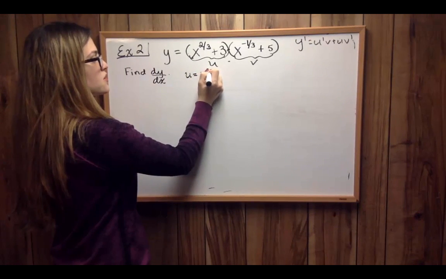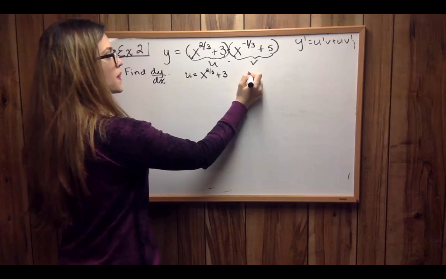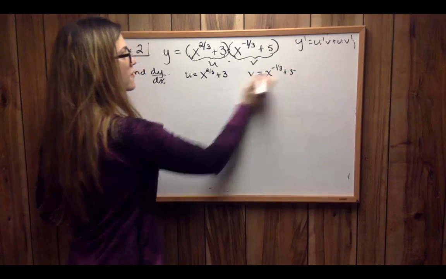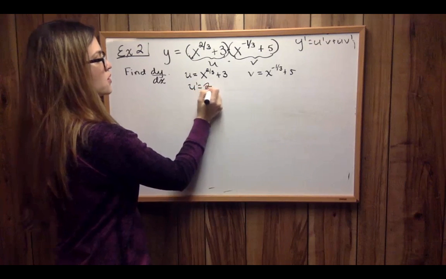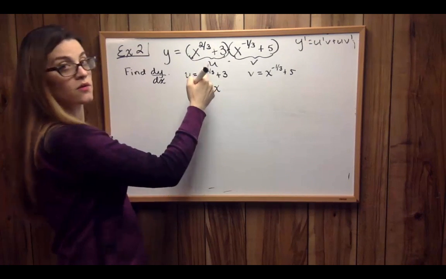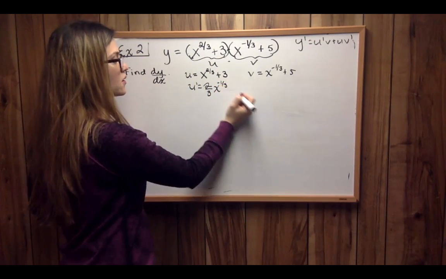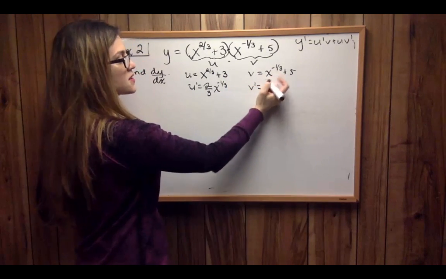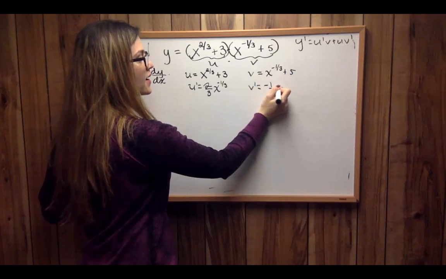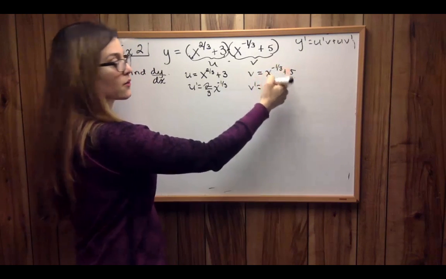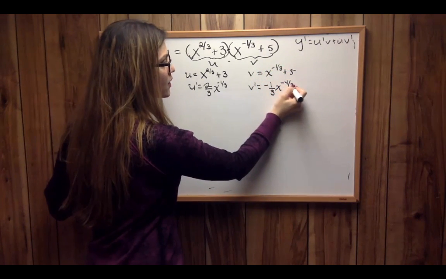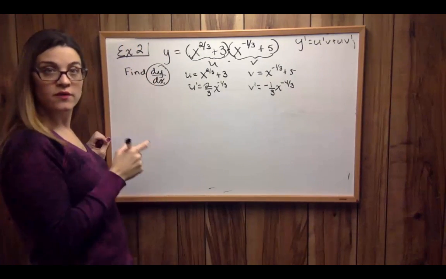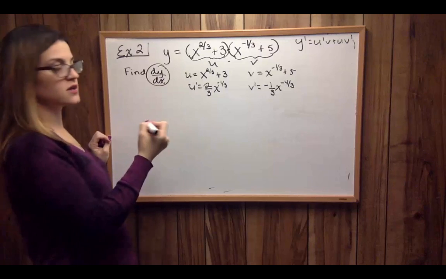So u is x to the 2/3 plus 3, v is x to the negative 1/3 plus 5. u prime is 2/3 x, when you take away 1 from 2/3, you're left with negative 1/3. When you take the derivative of 3, it goes to 0. When you take the derivative of x to the negative 1/3, it's negative 1/3 x, take away 1, so that's negative 4/3. The derivative of 5 is 0. Remember, dy dx is the same thing as a derivative, y prime. It's just another notation for it.